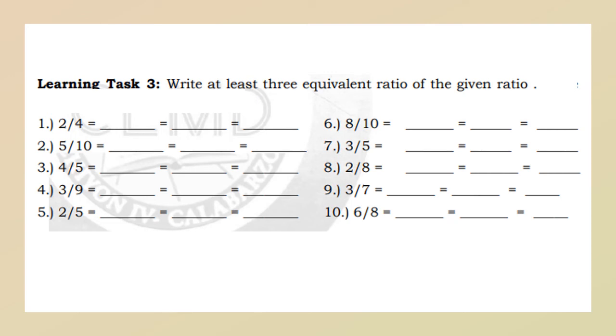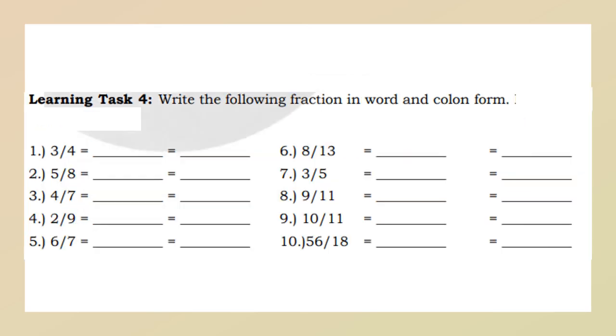Learning task 3. Write 3 equivalent ratios of the given ratio. Just multiply the ratio by the same number. You may use times 2, times 3, times 4, and others. Learning task 4. The ratio is already written in fraction form. You will just write it in word and colon form.